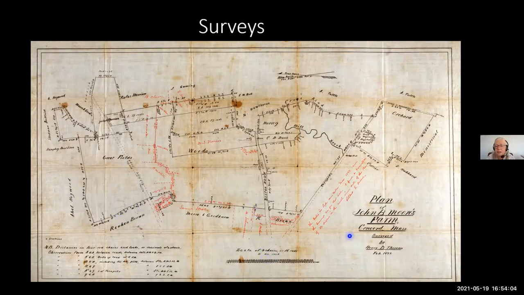This is actually in Concord. I don't know John Moon, but look who surveyed it. In 1853, Henry D. Thoreau. So when he wasn't sitting by the pond and thinking great thoughts, he was a surveyor. So this one's got some interest both for what you see in the land and who drew it.